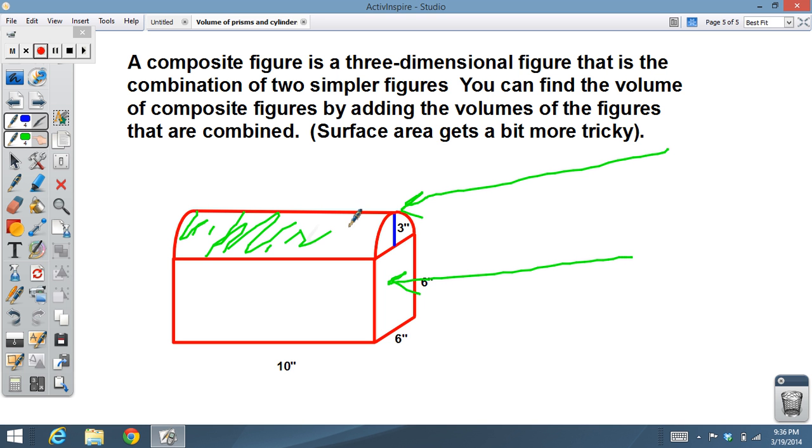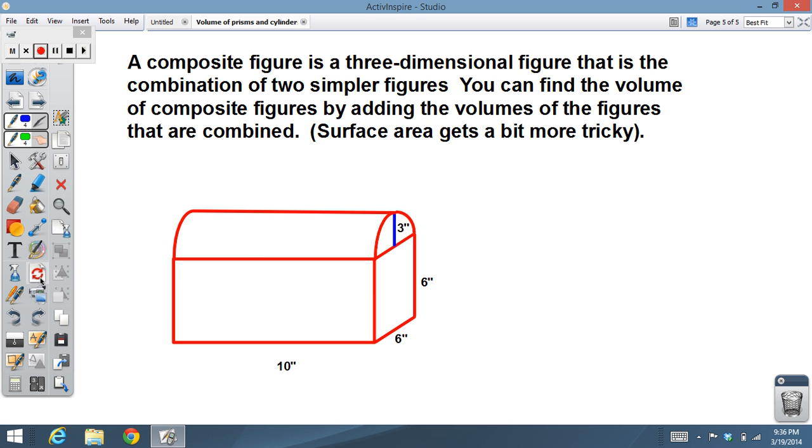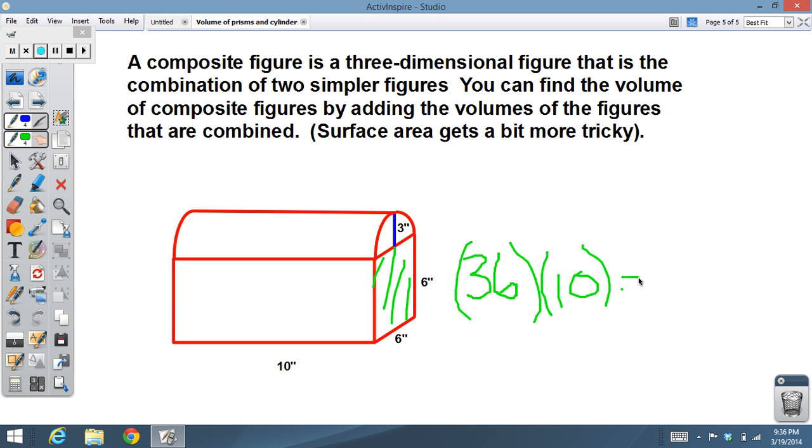In order to find the volume, it's not really going to be all that tough. The amount of space taken up by the half of the cylinder plus the amount of space taken up by the prism, you just add up the two volumes and you're ready to go. So the volume of the prism here, if I consider that to be the base is 36, height is 10, I got 360 cubic inches for the volume of the prism part.